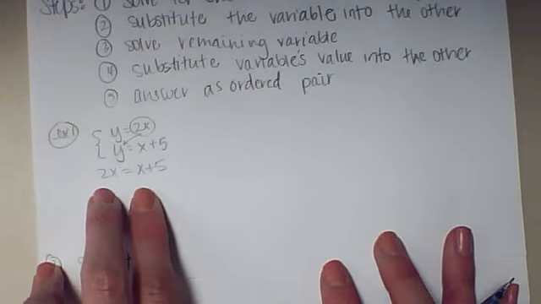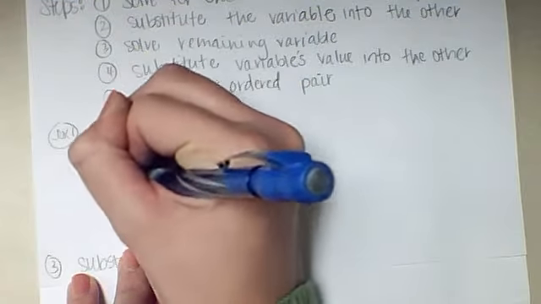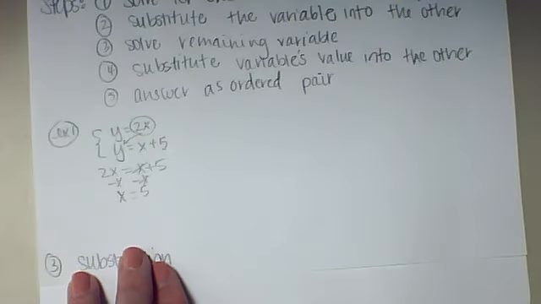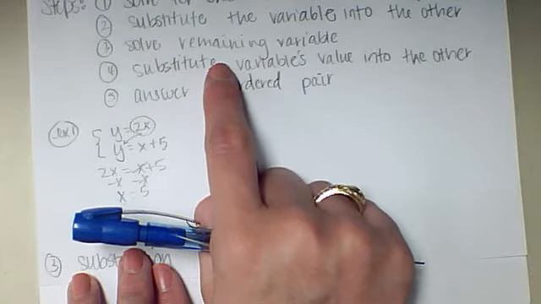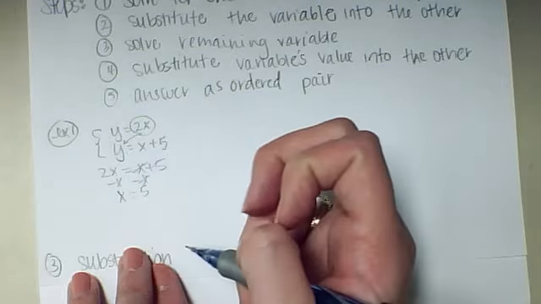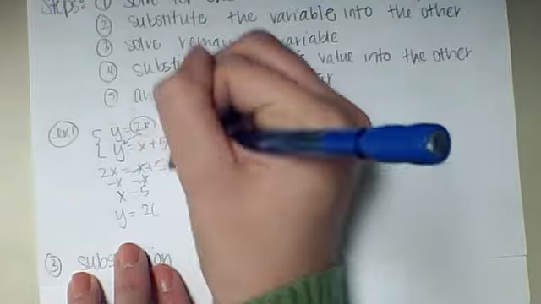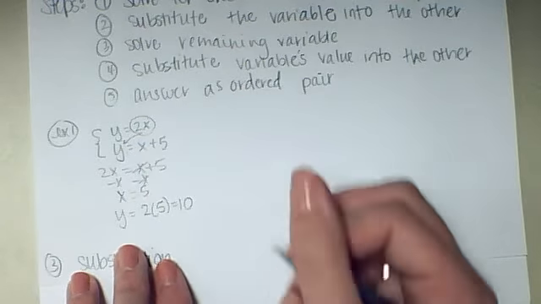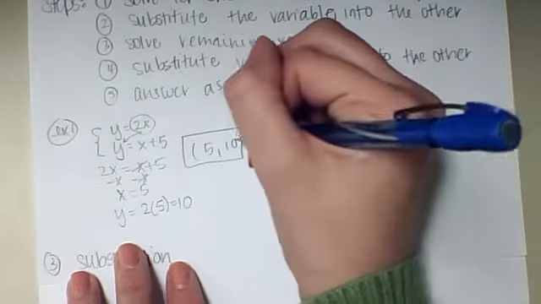The reason I did that is now I just have the same variable in one equation, and I can solve for my x. I'm going to subtract x from both sides. 2x minus 1x is x equals 5. And that's good because now we have one variable by itself. We've solved for the remaining variable. Now we substitute into the other. So we can use either one of these. They both say y equals, so it doesn't matter. I'm going to choose the first one and do y equals 2, and in place of x, I'm going to put 5. 2 times 5 is 10. Now I have my x and y value, which is 5 and 10. And that's it. That's my answer.